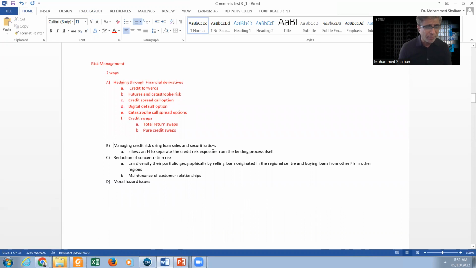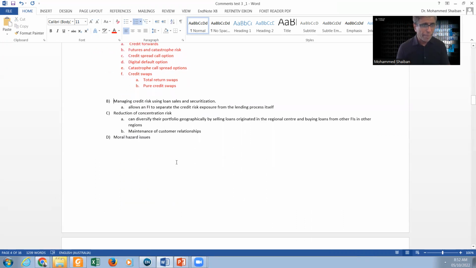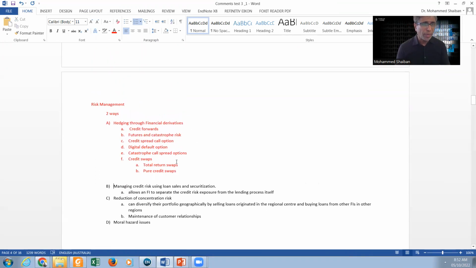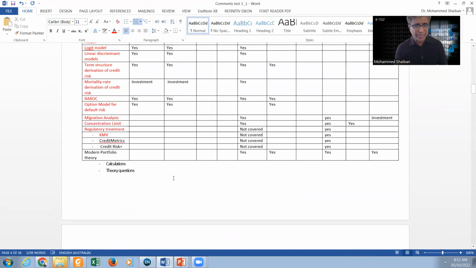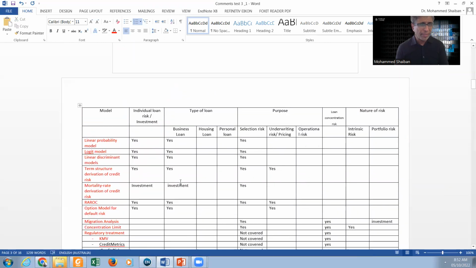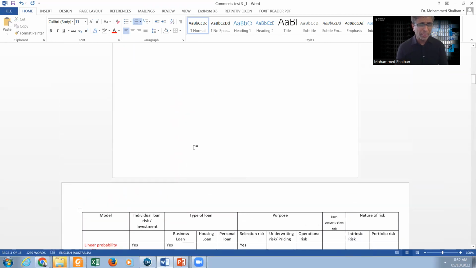Managing credit risk through securitization: if it comes, it's only theory. We can sometimes sell the loans, and when we sell the loans, we avoid the credit risks. I don't know if there is something else I can remember now. We just scanned the test and looked at it, but this is most of the issues that I want you to look at.